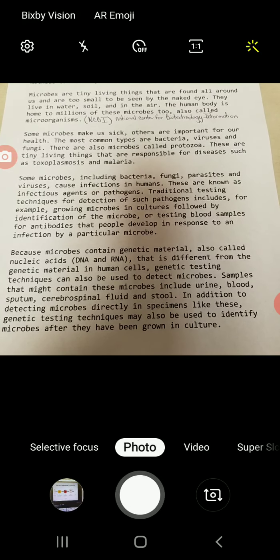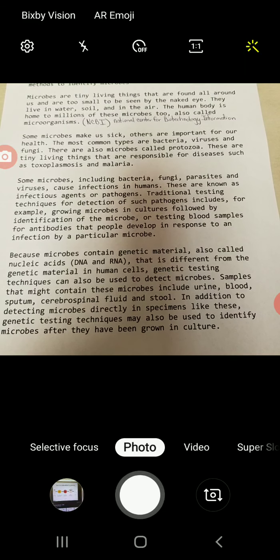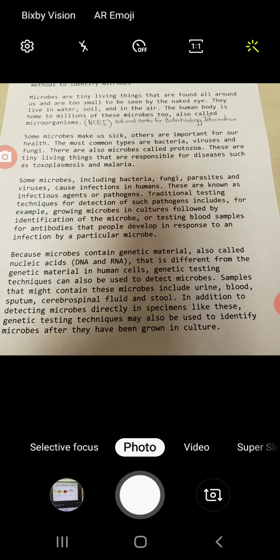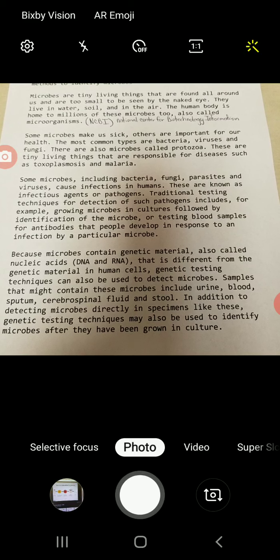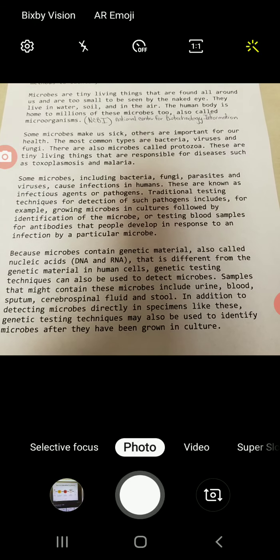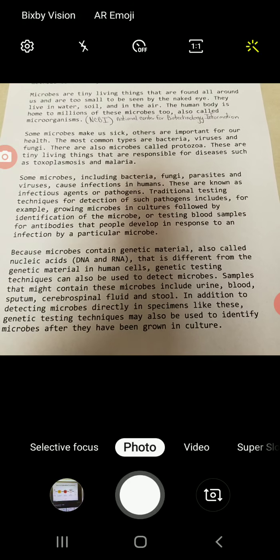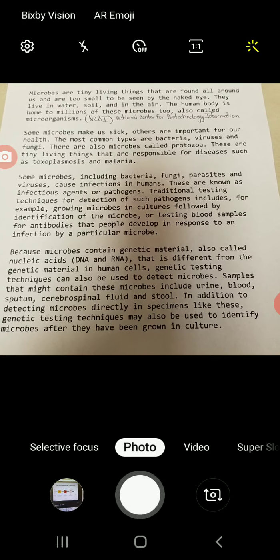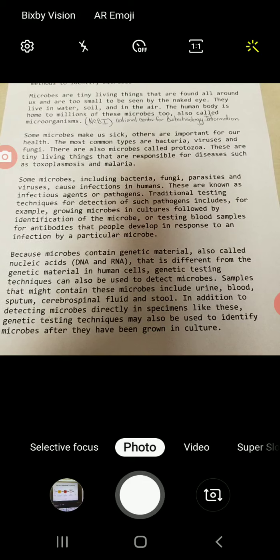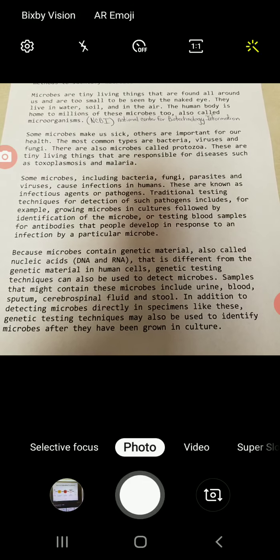They are known as infectious agents or pathogens. Traditional testing techniques for detection of pathogens include, for example, growing microbes in cultures, followed by identification of the microbe, or testing blood samples for antibodies that people develop in response to an infection.